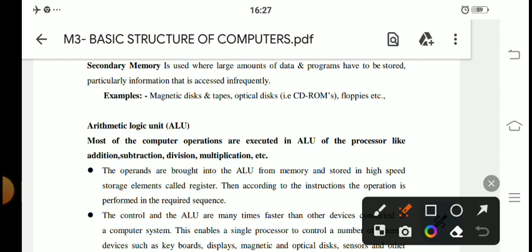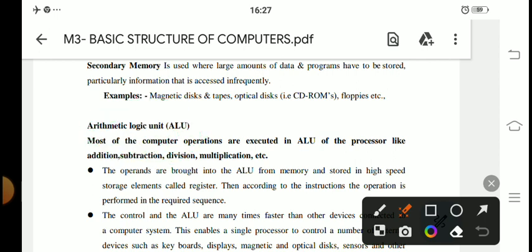Now coming to the arithmetic and logic unit, most of the computer operations are executed and performed in the ALU, that is the arithmetic and logic unit. What operations will be done here? Operations like addition, subtraction, division and multiplication.